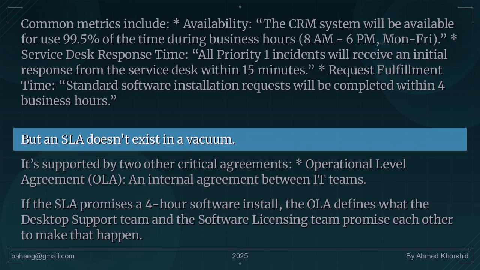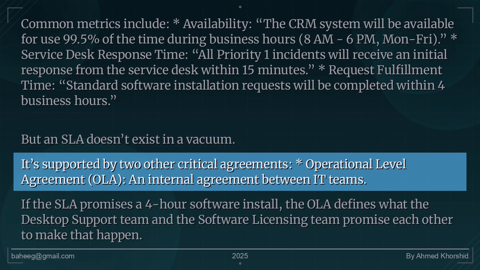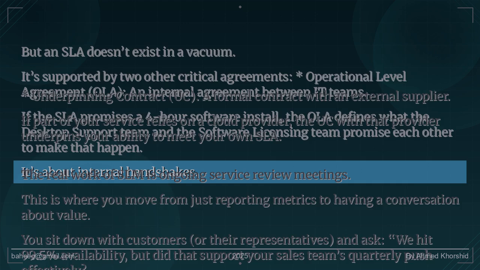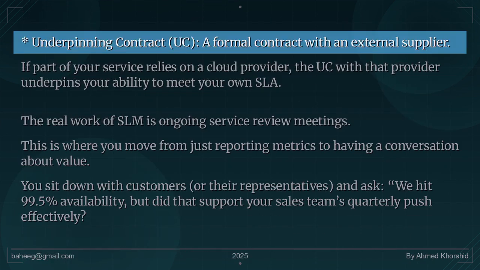But an SLA doesn't exist in a vacuum. It's supported by 2 other critical agreements: Operational Level Agreement, OLA, an internal agreement between IT teams. If the SLA promises a 4-hour software install, the OLA defines what the desktop support team and the software licensing team promise each other to make that happen. It's about internal handshakes.